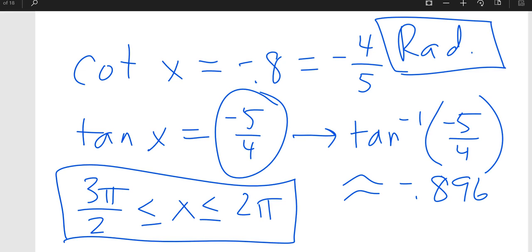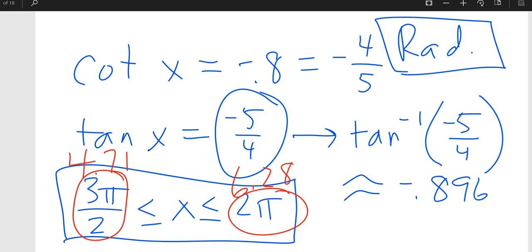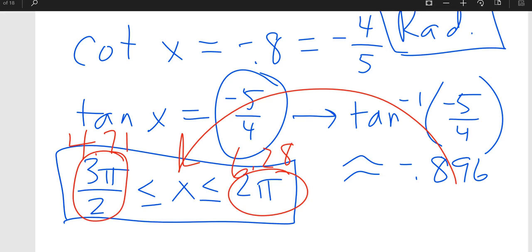Now, 3 pi over 2. What is the decimal for 3 pi over 2? Anybody got the decimal there? Type that on your calculator. 3 pi divided by 2. 4.71. What about 2 pi? 6.28. Does this answer look like it's in between 4.71 and 6.28? I hope you say no.